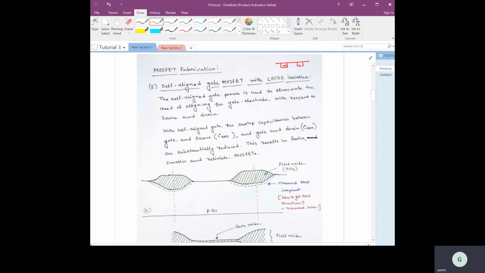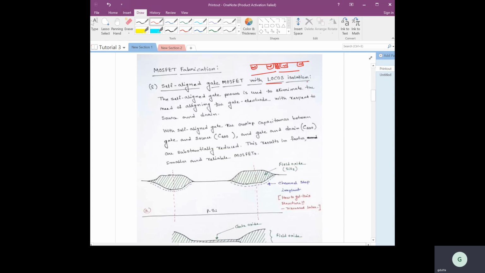So suppose this is N plus, this is N plus, and maybe you have another N channel MOSFET just beside it. To ensure that the operation of this MOSFET is not interfering with the operation of the MOSFET which is adjacent to it, what we have to do is make sure that these two devices are actually isolated from each other. Regarding this, I would also like to say that different isolation techniques have been used.